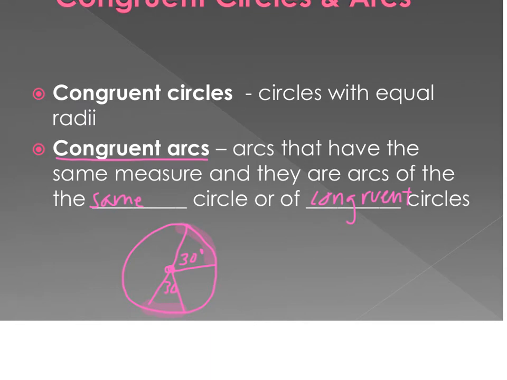Or if we had two circles, let's say we had a circle and a circle, these circles have to have the same radii. So our radius would have to have some type of measure in order for our arcs to be congruent. So if this was 50 and this was 50, we would have to know that our radii would be the same in order for our arcs to be congruent.